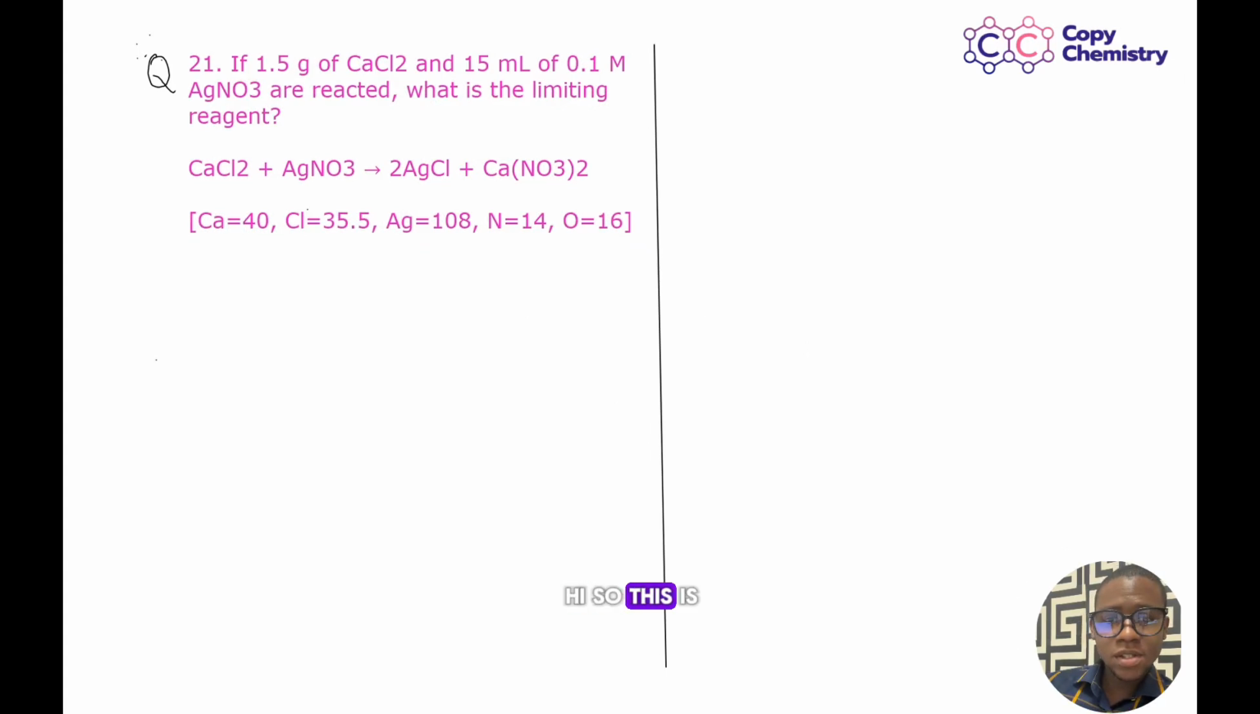Hi, so this is question number 21, still on concentration and number of moles related to stoichiometric calculation. That's a mouthful. If 1.5 grams of CaCl2 and 15 ml of 0.1 molar AgNO3 are reacted, what is the limiting reagent? So this one is not asking us to calculate anything, it's just asking us what is the limiting reagent, which one would get used up first.